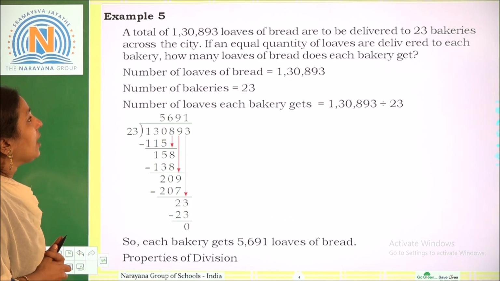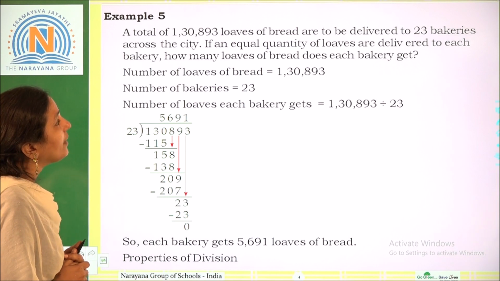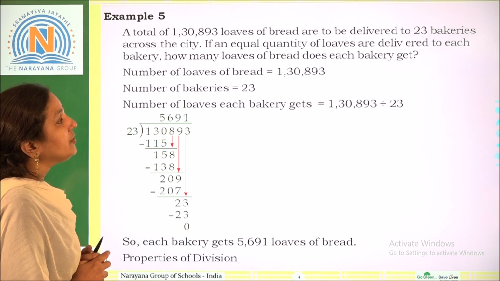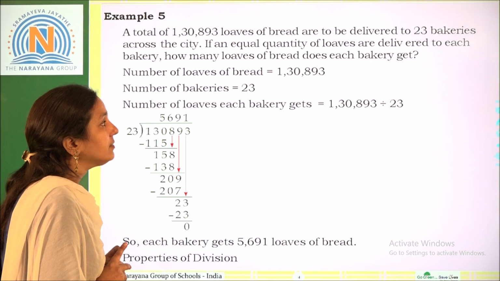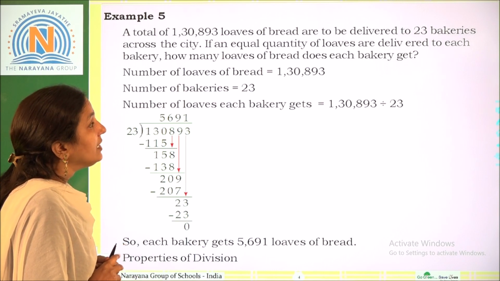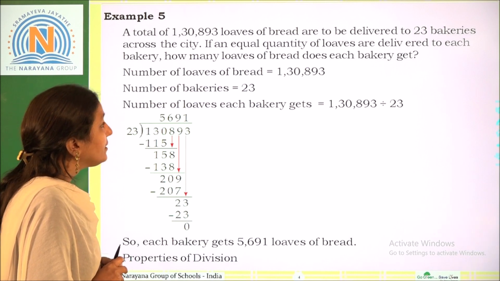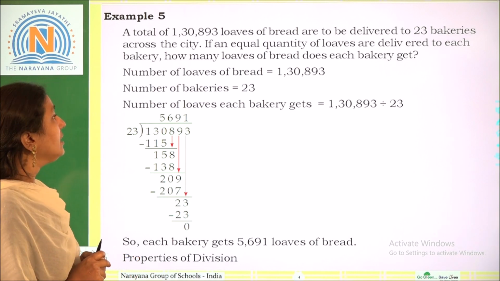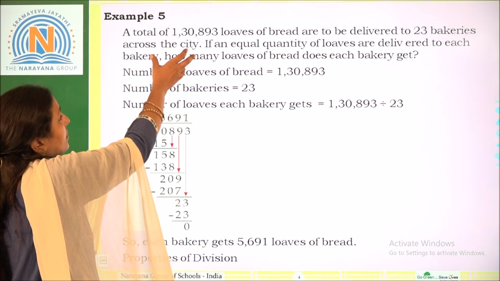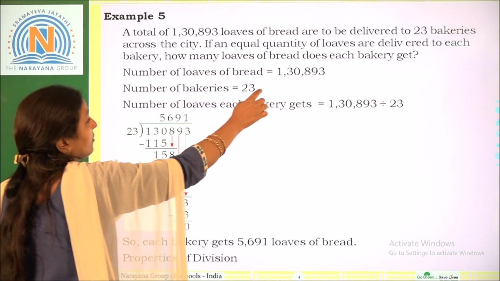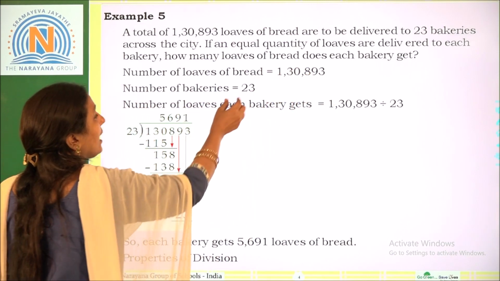See, a total of 1,30,893 loaves of bread are to be delivered to 23 bakeries across the city. If an equal quantity of loaves are delivered to each bakery, how many loaves of bread does each bakery get? So what is the total number of loaves of bread? 1,30,893. The number of bakeries is 23.